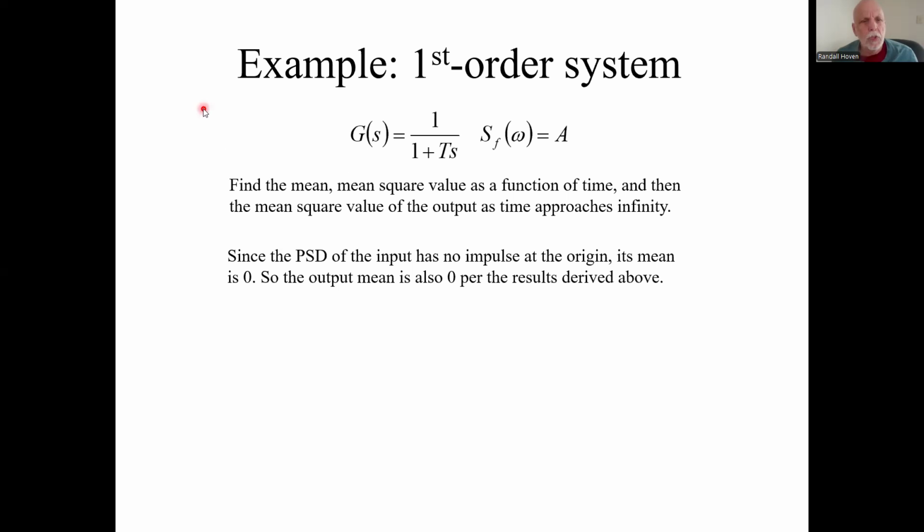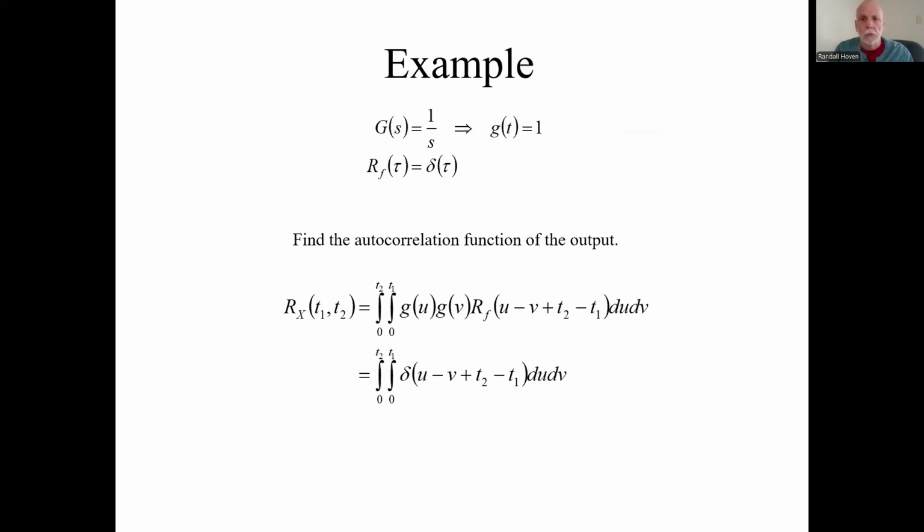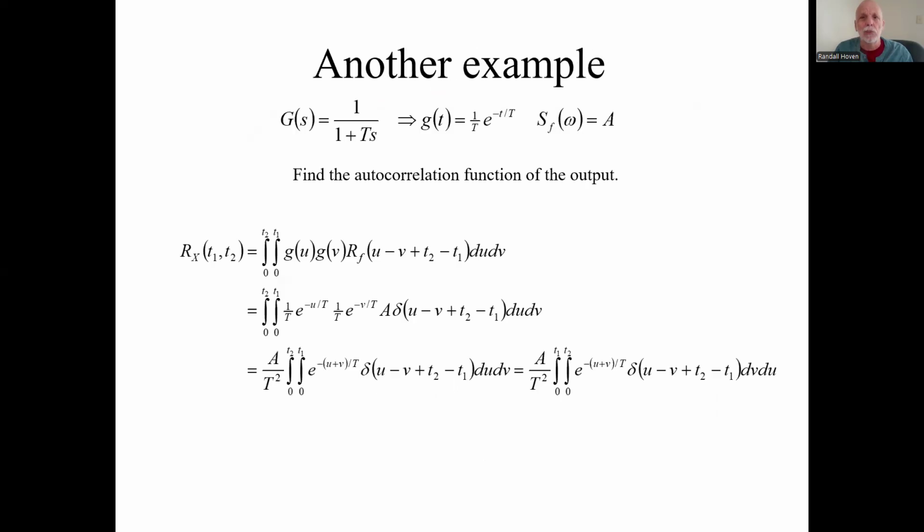We did this example in the previous video, but then we were only finding the mean square value, not the whole autocorrelation function. Now let's do this same example of the system and its input, but now we'll find the autocorrelation function. This will be another example of evaluating integrals involving the Dirac delta function, impulses.